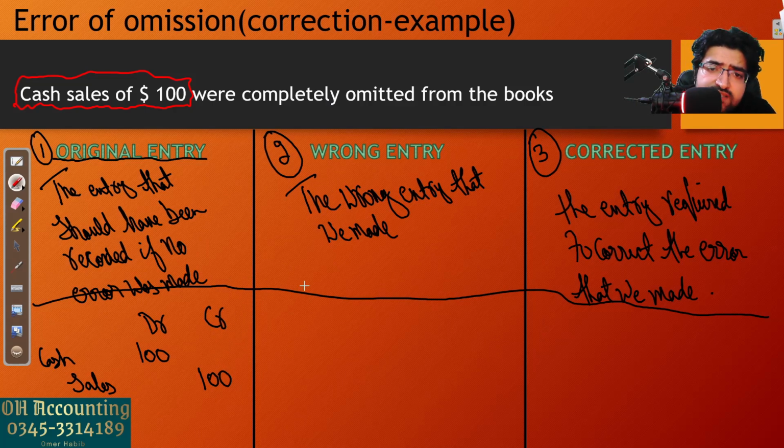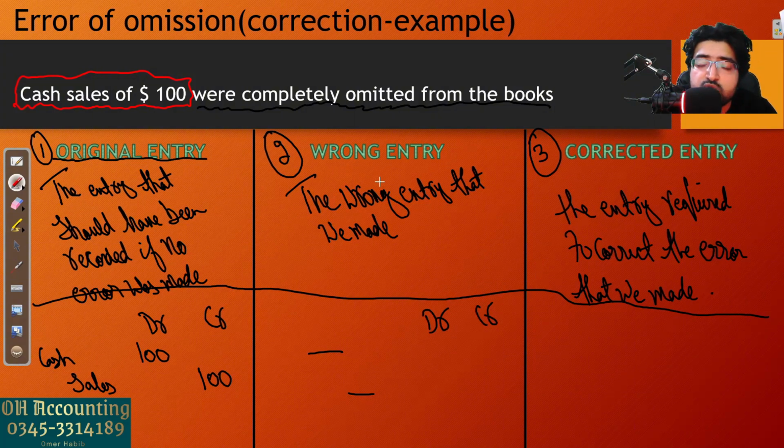So, what is the wrong entry that we made in this case? We did not make any wrong entry because this was completely omitted from the books, which means we forgot to record the entry. When you forget to record the entry means you did not record anything. You did not record cash, you did not record sales, you did not record any amount in debit and credit.